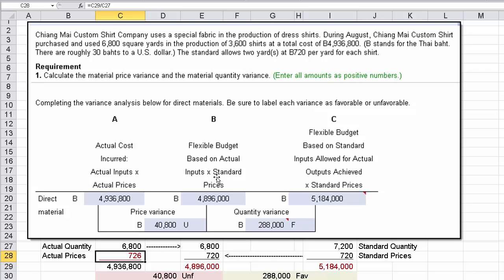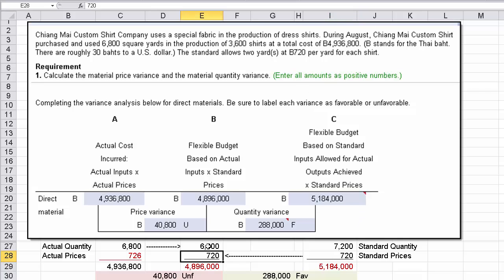Now, when we use the 3-part column approach, the easiest way to remember how to come up with the middle column is to remember that we always use the actual quantity in the middle. So we take that number and move it to the middle, and then you take the standard quantity and move it to the right. Well, how would you know what the standard quantity is? Well, they tell you that they produce 3,600 shirts, and it allows for 2 yards per shirt. So the standard quantity is 3,600 times 2, and they tell you the standard price is 720. We just move that over.